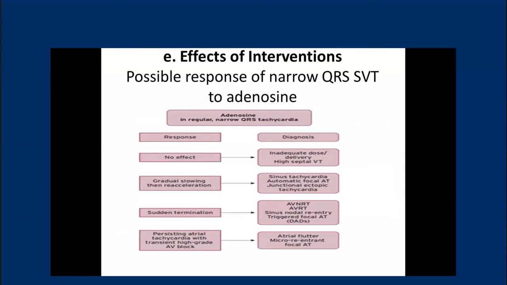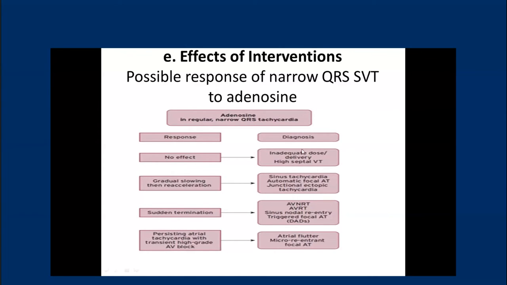And the other is the evaluation of the response of the tachycardia to vagal maneuvers or to adenosine. The absence of any effect on the tachycardia can be because of inadequate dose or delivery of the adenosine, because we need to be cautious when administering adenosine. We need to administer a fast IV push followed by fast flushing of saline. And if we do not maintain the correct way of administering adenosine, we may miss a diagnosis.